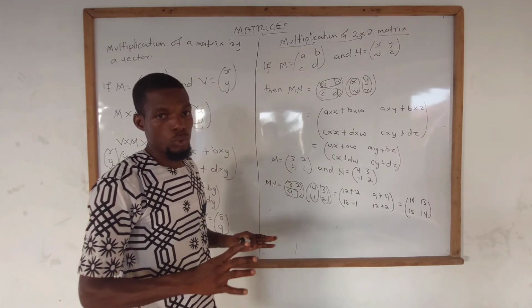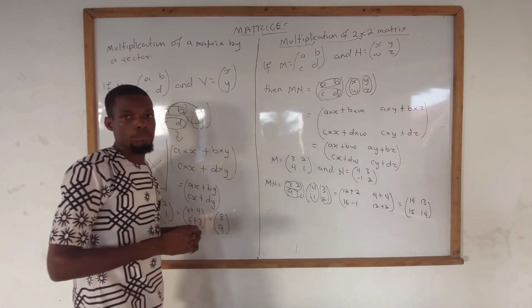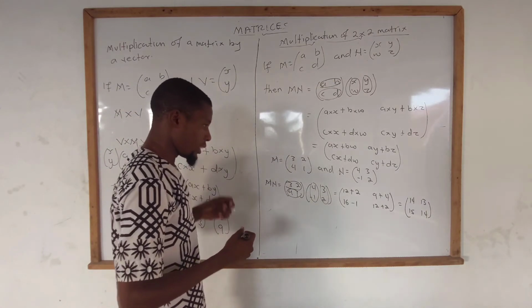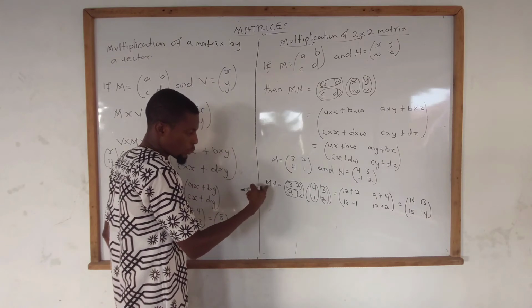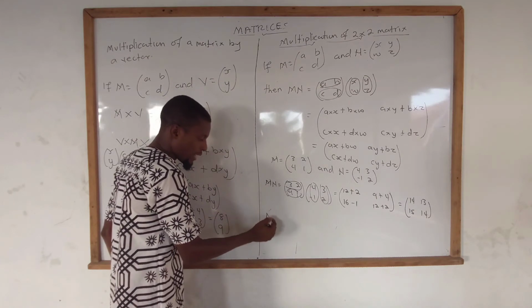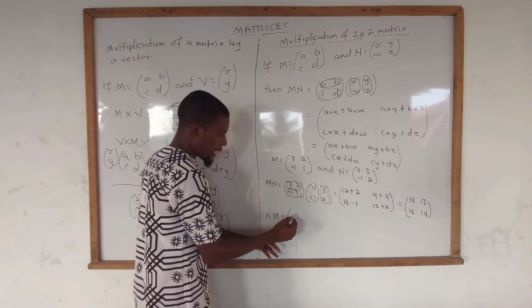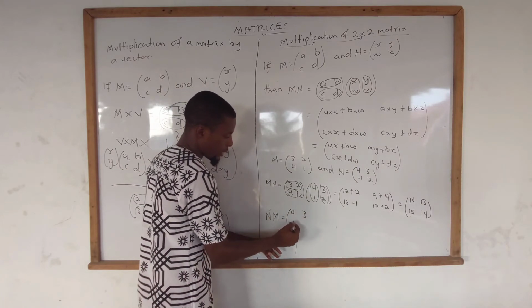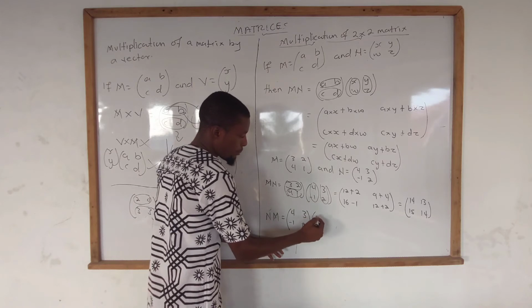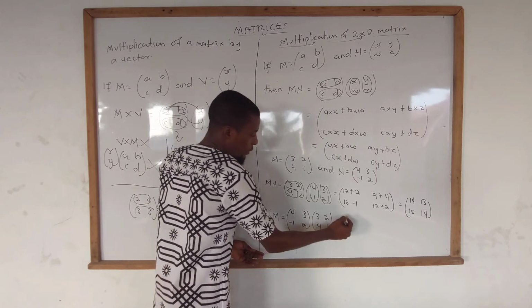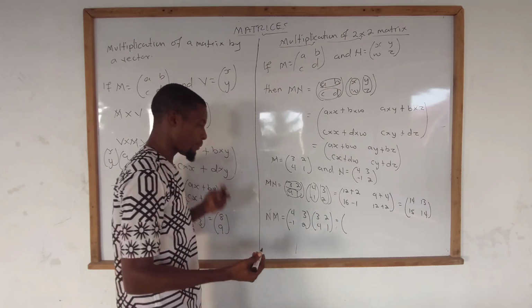Okay, let's do a last question, and then we'll move on. Now this one I found MN. Now let me find NM and let me see. Now NM means this time N is going to come first, 4 3 next 1 2, and then M is going to come second, 2 4 4 1. Let's see. Some people think we are going to get the same answer. Let's see if we get the same answer, right?